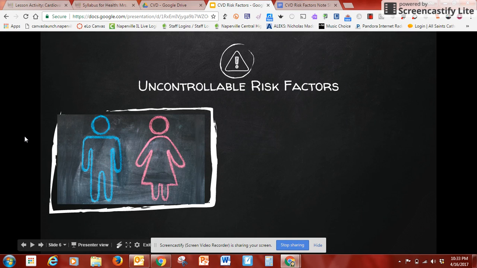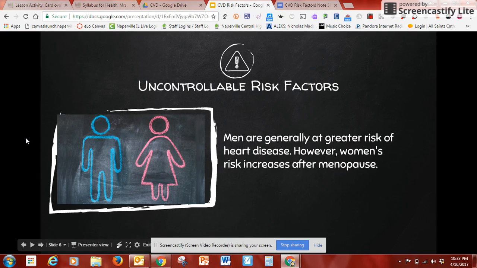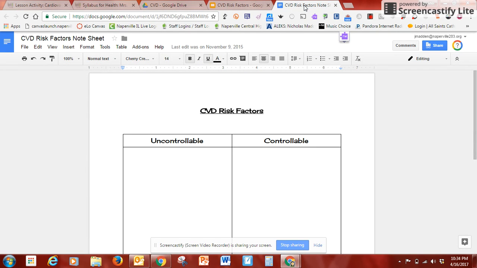The next picture, take a guess at what we're looking at here. If you're thinking gender, you are correct. Men are generally at greater risk of heart disease than women. However, a woman's risk is going to increase after menopause. And as we go through these risk factors, you are going to want to be looking at your risk factor note sheet and adding any important information that you did not get the first time around.